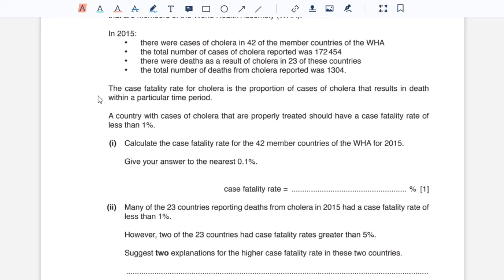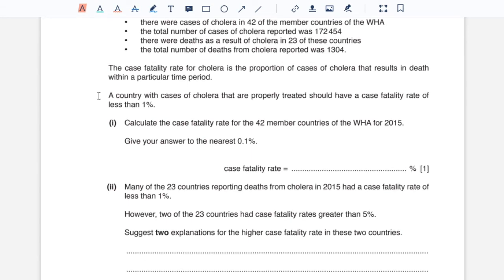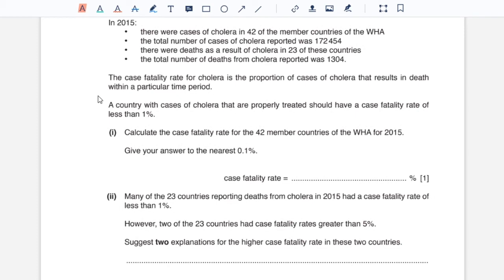The case fatality rate for cholera is the proportion of cases of cholera that results in death within a particular time period. A country with cases of cholera that are properly treated should have a case fatality rate of less than 1%. 1. Calculate the case fatality rate for the 42 member countries of the WHO for 2015 and give your answer to the nearest 0.1%.